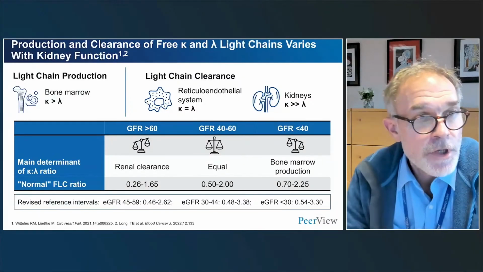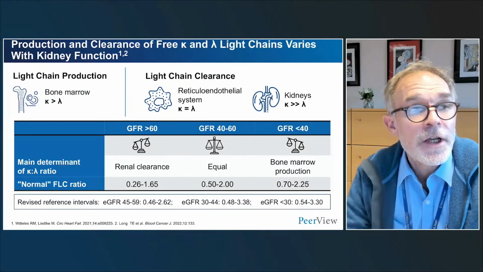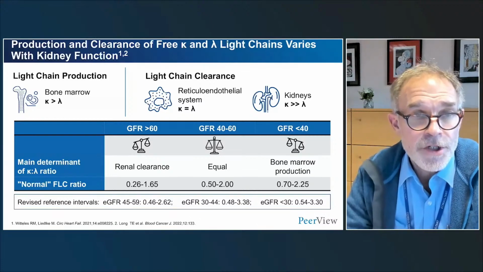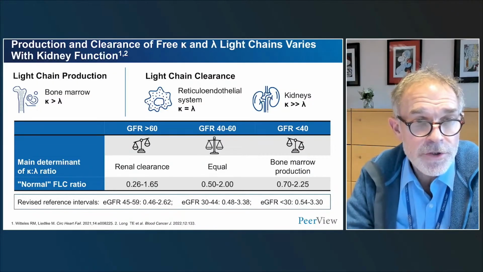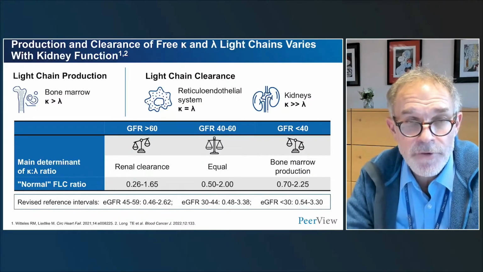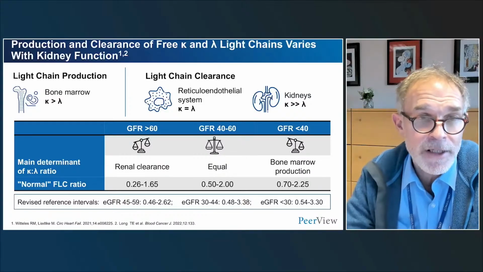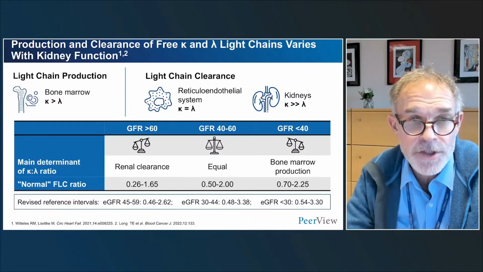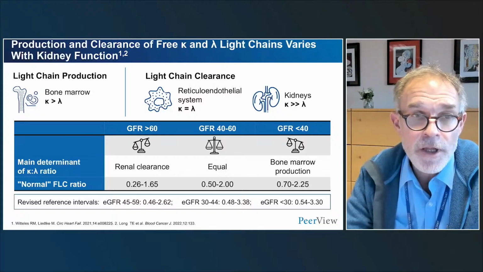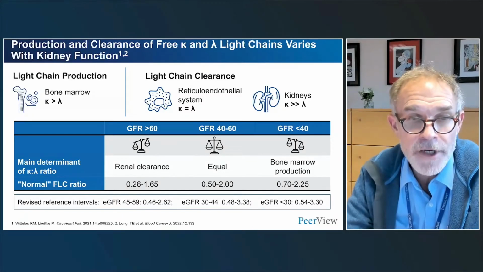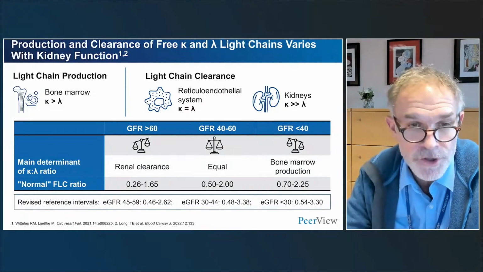This is just to highlight the fact that her kappa lambda ratio on the serum free light chain assay was abnormal. And you can see the reference values for different levels of GFR. It's important to say that both kappa and lambda light chains are retained in patients with renal impairment, so they both will typically go up, but the kappa is retained rather more than the lambda, so that the ratio will also go up as renal function declines.